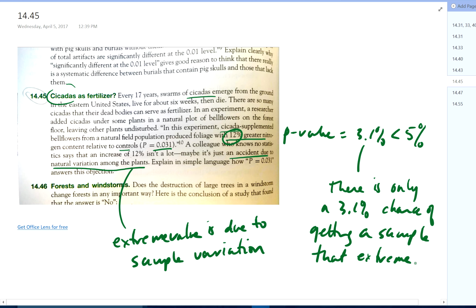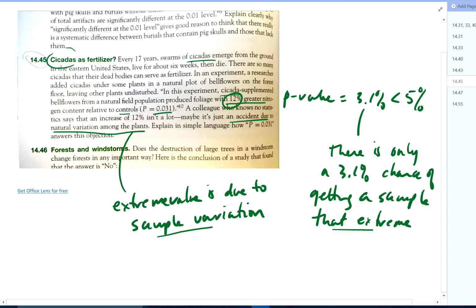So the question is, how do you combine these two? He says it's sample variation. You say with the p-value that there's only a 3.1% chance. I wouldn't call this normal sample variation if it only has a 3.1% chance of happening. That doesn't fly with just normal sample variation. This is just not likely to happen. So that would be evidence that there's a change, that this supplement really does do something. It didn't just happen. Okay.